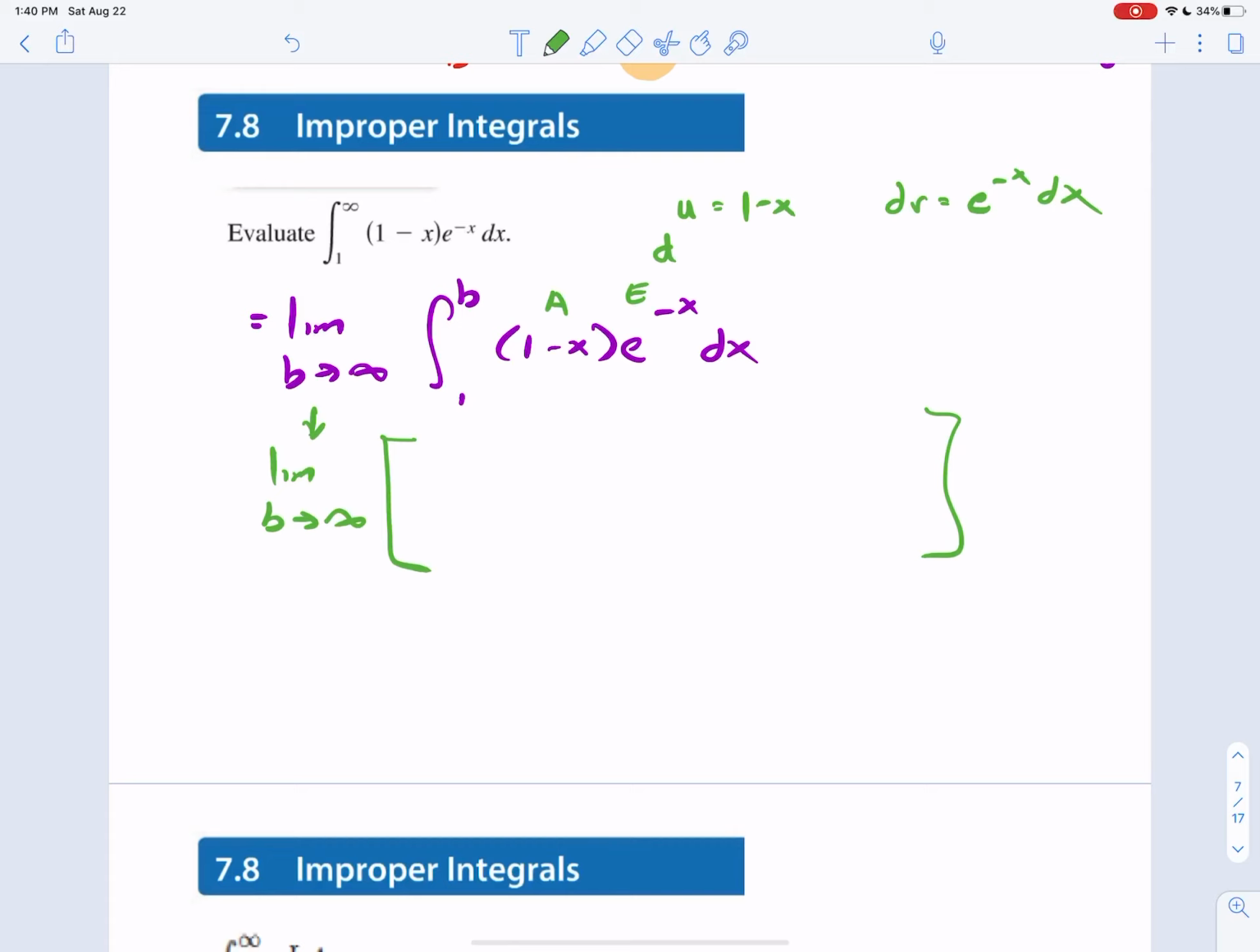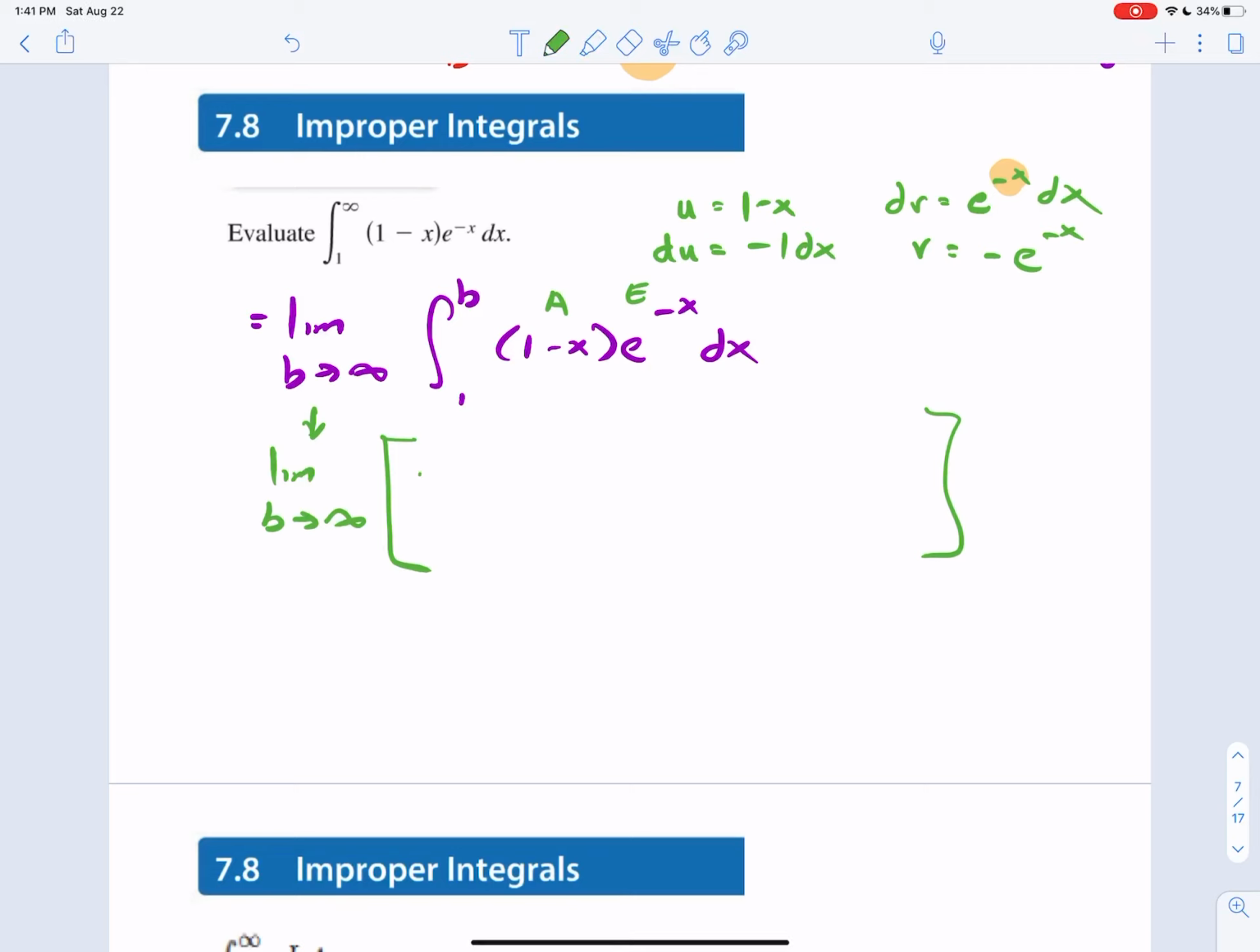Okay, so if u is 1 minus x, du would be negative 1 dx. And if dv is e to negative x dx, the integral v would be negative e to the negative x. Make sure you guys understand how I got that. That involves mental u substitution. There is a function inside of that function there, okay?